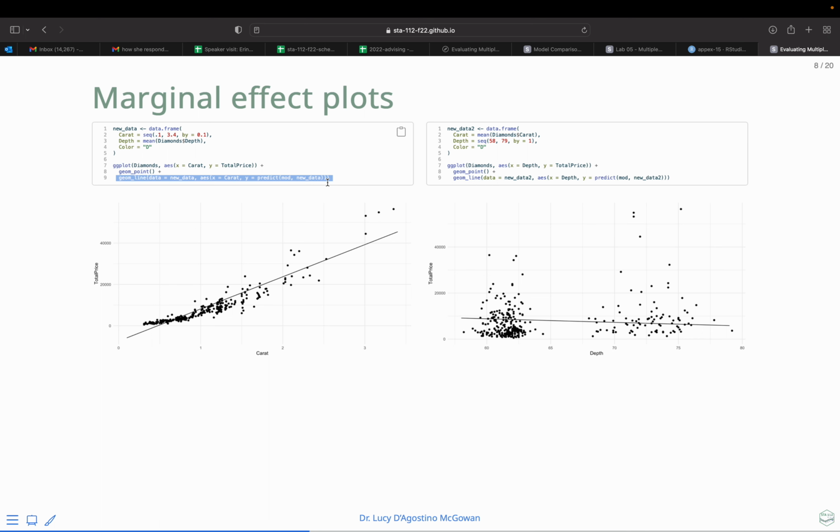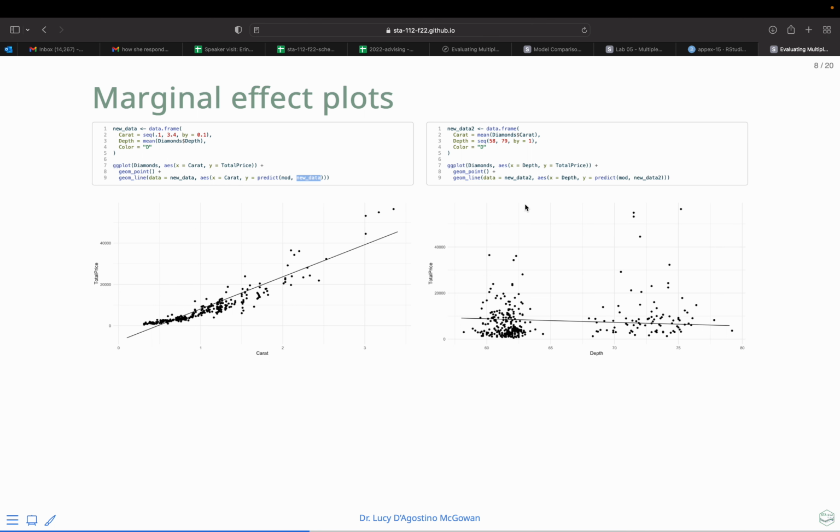But then I add a line that includes this new data. On the x-axis I'm using this sequence from 0.1 to 3.4, and on the y-axis I'm putting my predicted values, so I'm taking my model and predicting using this new data. What that shows me is basically my fitted line across these observed data points. It gives me some sense of how this fitted line fits this particular data, suggesting that perhaps this caret variable might be the problem when I'm seeing some nonlinear relationship. Perhaps I need to include something that accounts for that in my model.